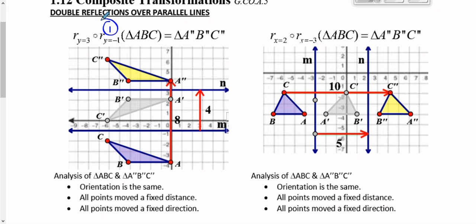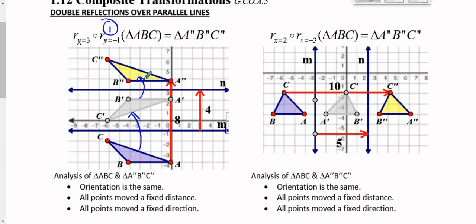Y equals -1. That would be this line right here. It cuts the y-axis at -1. So if we reflect it, it ends up going here, right? And then we're going to reflect it in the line y equals 3. Those would be parallel lines. And then it gets reflected up to here.